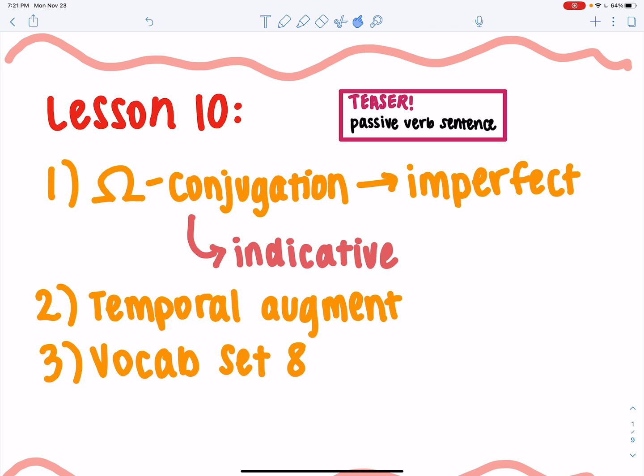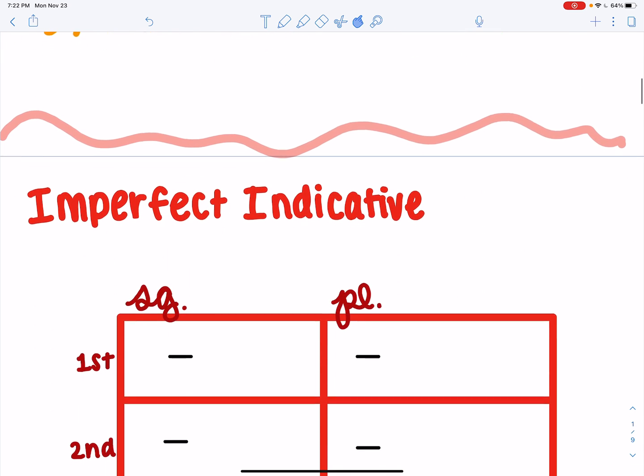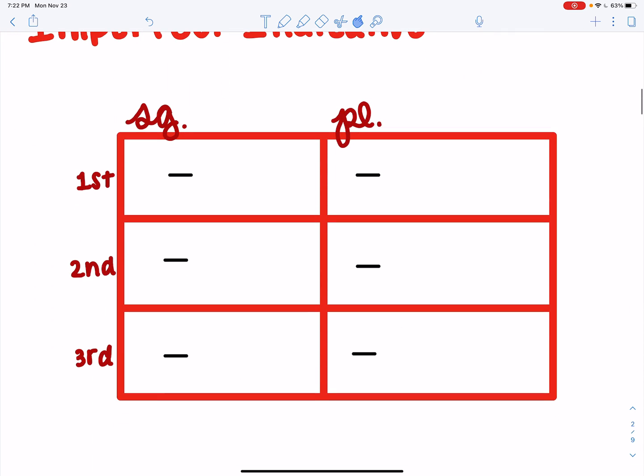And this time, we'll be doing a passive verb sentence. So far we've only done active, and now we're moving into the passive and the middle voice. Middle voice is something specific to Greek, so that'll be new for everyone, and we'll be doing that next week. So, something to look forward to. And now, let's get into our imperfect endings.